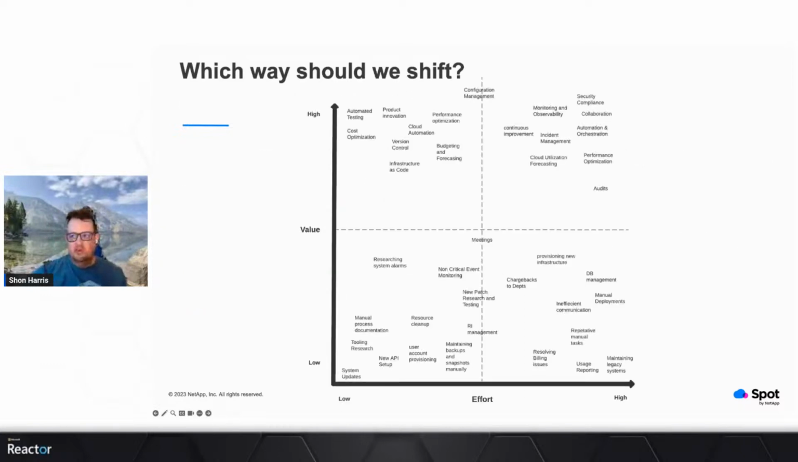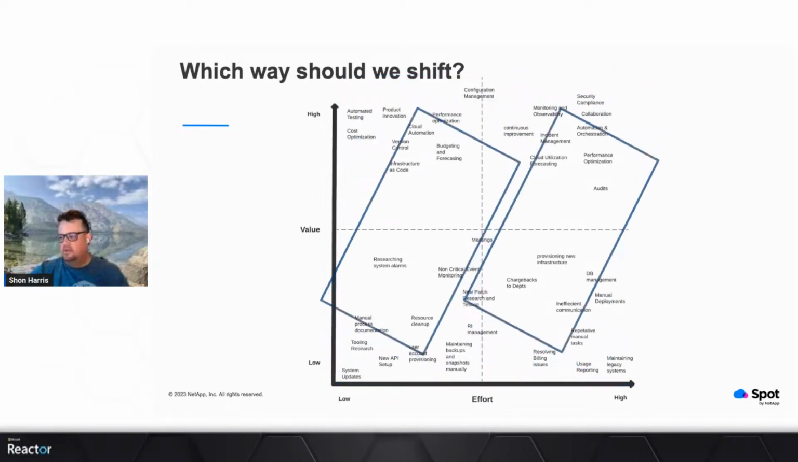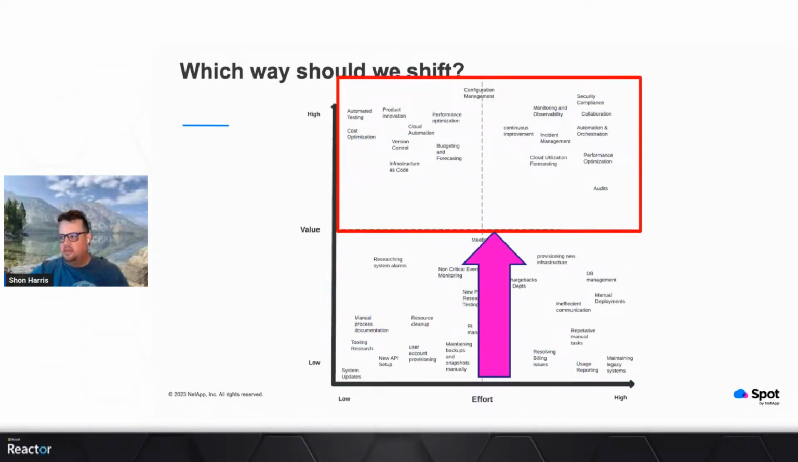So which way should we shift? When we talk about shifting, we mean shifting tasks. And you can see here, I have this chart. We have a series of tasks that take high effort, but have a low return on investment. But we don't want to be there. We want to be right there. We want to have these tools automated so that we can shift left, so that we can put in low effort, but get high return on investment.